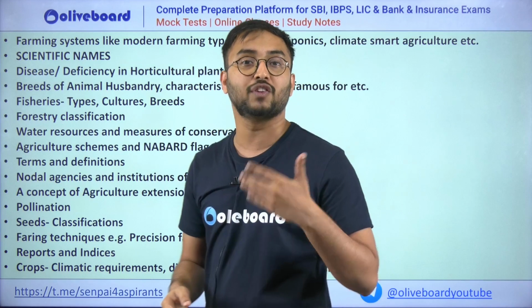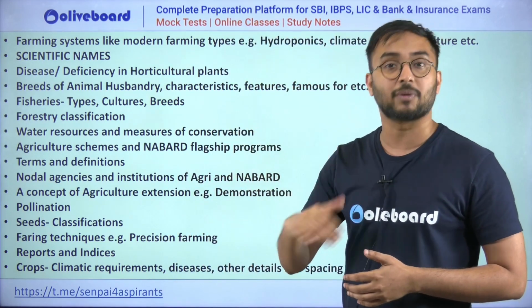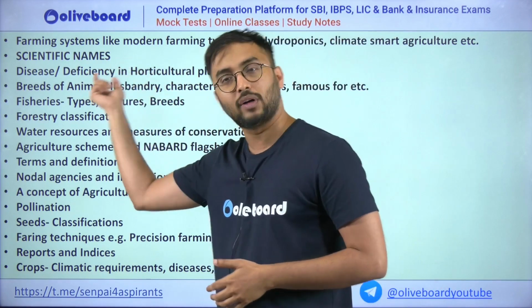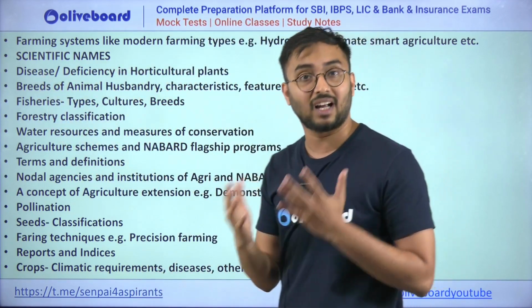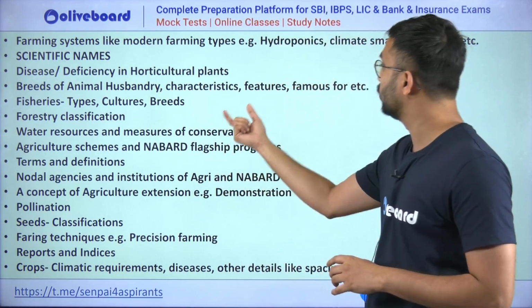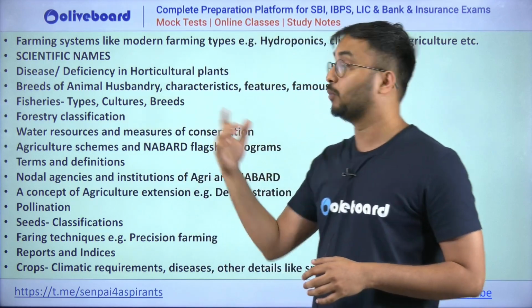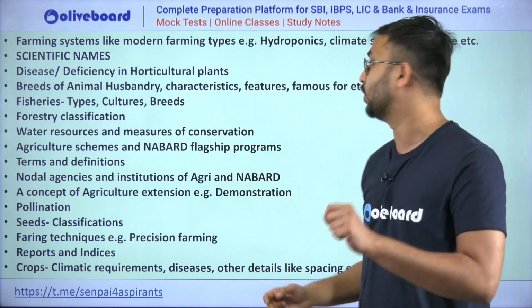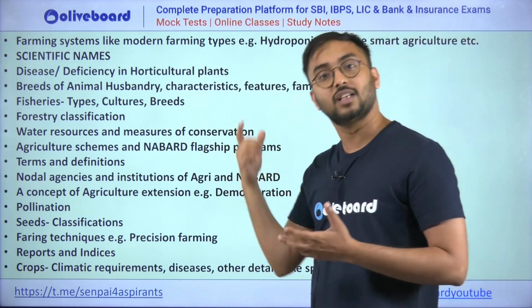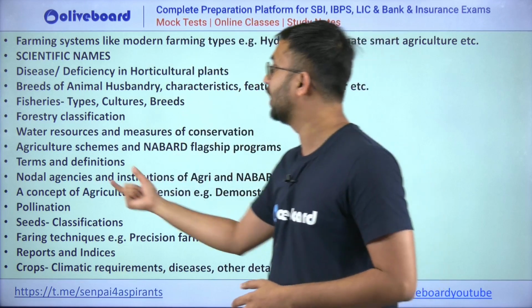For example, boron deficiency in plants: what it causes, what happens to the color of leaves, what happens to the growth. Okay, this you have to do, a favorite topic of Nabard. Breeds of animal husbandry. For example, Sahiwal cow: why it is used, its characteristics and features, how much good quality milk it gives. Such characteristics you have to note down, what each is famous for. For example, Merino sheep is known for wool. This data you have to collect.